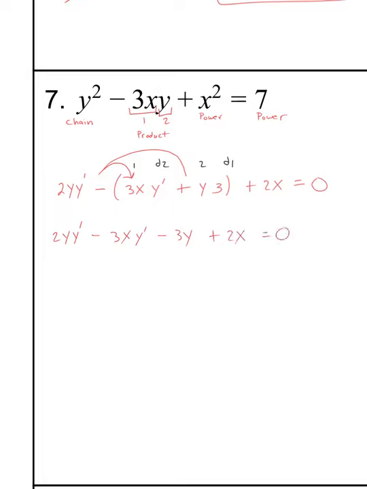So take a minute, clean up each term, and again, we had to distribute that negative in front of the product rule. Okay, we have 4 terms. The first 2 terms each have a y prime in it, so they stay on the left.